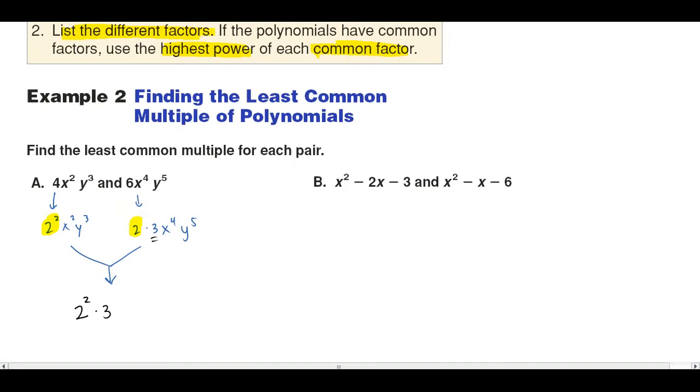Now we have the x's. Now here's an x squared and here's an x to the 4th, so the largest power would be x to the 4th. And last but not least, the only one's not highlighted there, the y's. We have a y cubed and a y to the 5th.